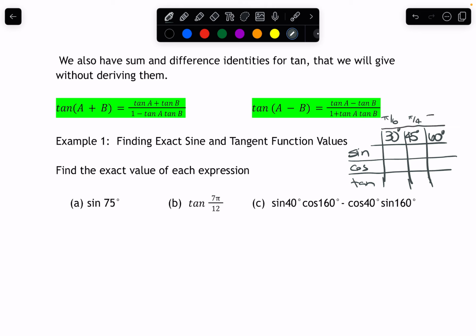45 degrees, which is pi over 4. And 60 degrees, which is pi over 3. Remembering that the sine of 30 is a half, which is the same as the cosine of its complement. Sine of 45 is square root of 2 over 2. Cosine of 45 also square root of 2 over 2, which makes the tangent 1. Sine of 60 is square root of 3 over 2, which is the same as the cosine of 30.